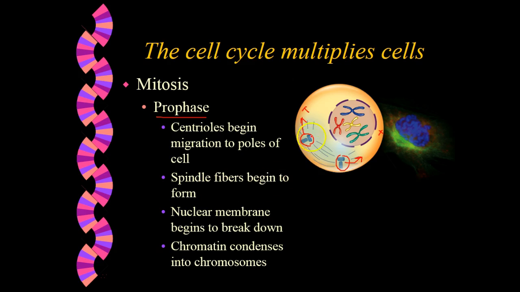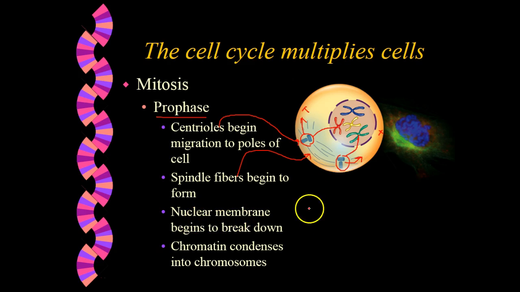Spindle fibers begin to form. All of these little fibers right here are forming off of the centrioles. These centrioles are that structure. The spindle fibers are these structures. And so not only are we going to have spindle fibers between these two centrioles, but we're also going to have spindle fibers that are eventually going to attach to the centromere of each of the chromosomes. Okay, that's what's going to eventually move these chromosomes around.